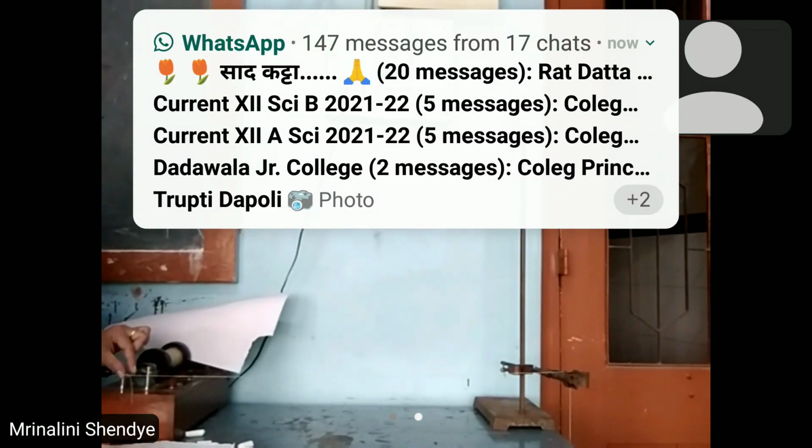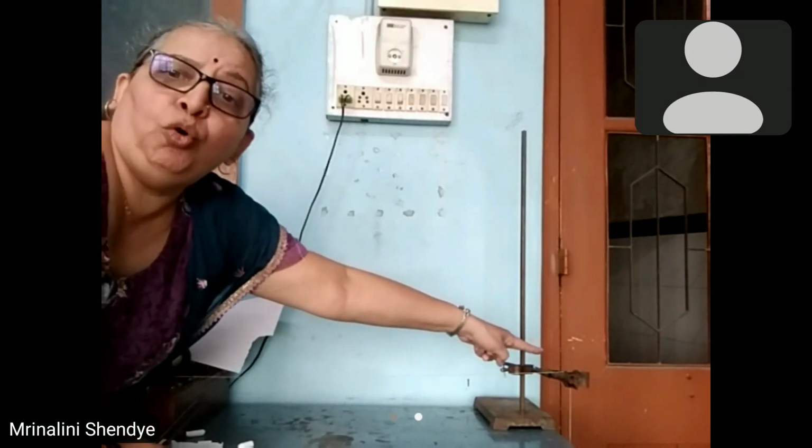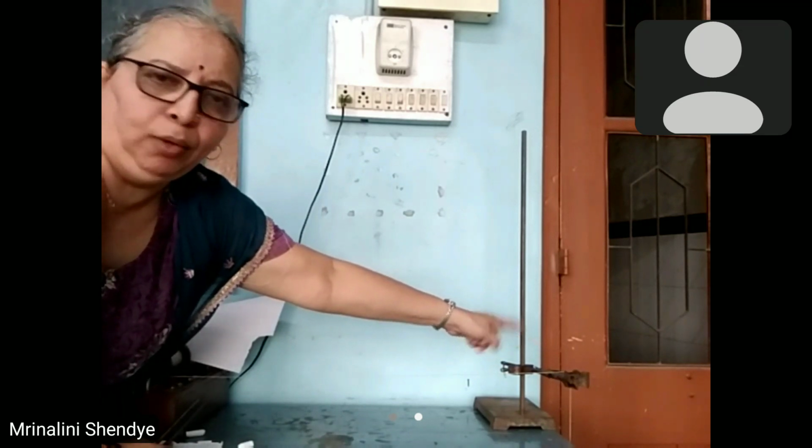This is a tuning fork. One end of the string is tied to the prong of the tuning fork. Then it is passed over the pulley. ये पुली है, उसके ऊपर passed है.